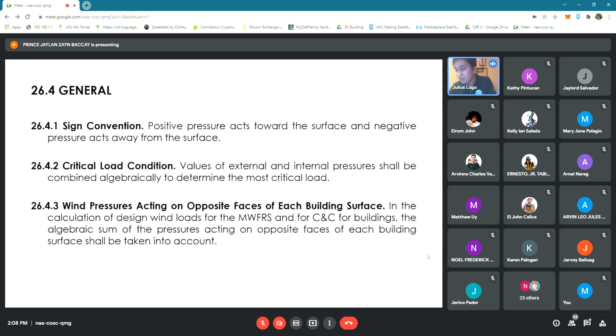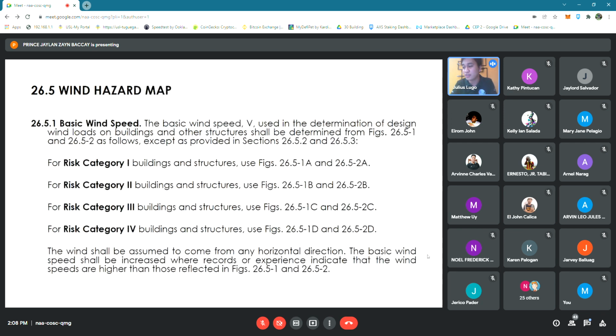Next, we have wind pressures acting on opposite faces. Pareho lang din naman yun, guys, okay? So, doon sa 26.4.3, wind pressures acting on opposite faces, yun lang din yun, okay? You just need to get the algebraic sum, okay? So, proceed tayo doon sa wind hazard map. So, ano ba itong wind hazard map na ito? Actually, we have that, okay? We have that as well.